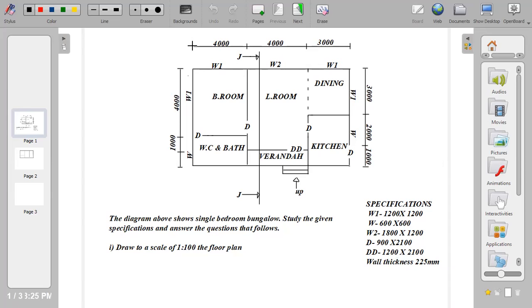We can see our out to out dimension is 4,000 plus 4,000 plus 3,000. That gives us 11,000, which is 11 centimeters. Then the breadth, 3,000 plus 2,000 plus 1,000. That gives us 6,000, which is 6 centimeters.